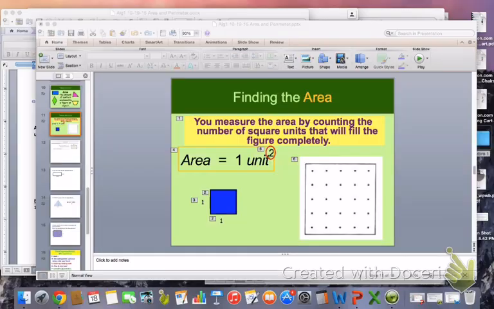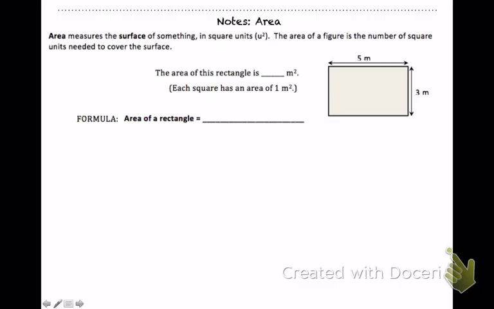Again, the area is the number of square units inside. Hold on, that was a mistake. The area of a figure is the number of square units needed to cover the surface. So again, looking at this other rectangle, you're not going to have all the little dots in between. You have to imagine it being broken up into the correct number of squares.